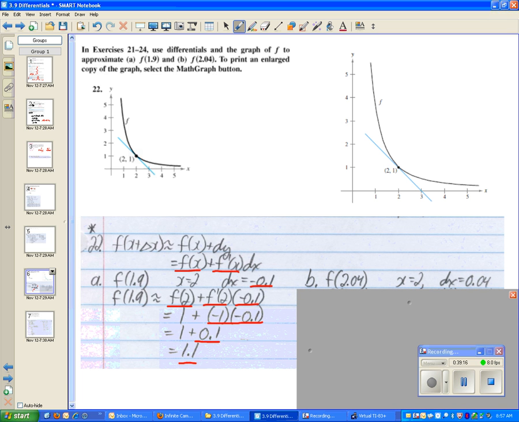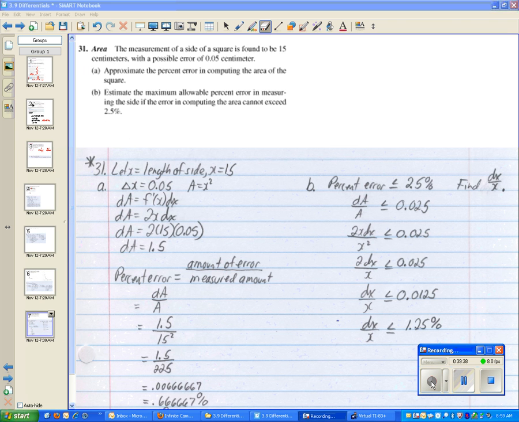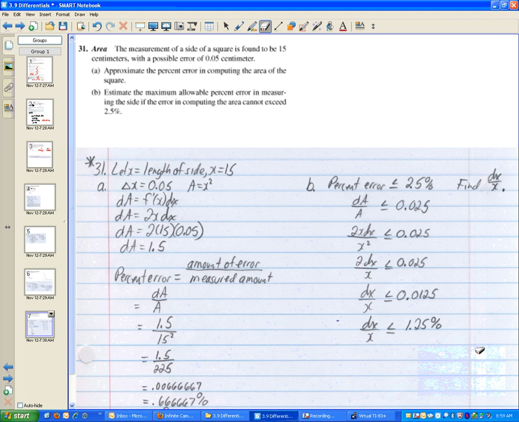To approximate f of 2.04, x is still 2. Delta x is what they told us to use minus the x value. That's how we're getting that. What they told us to use minus the x value. 31.